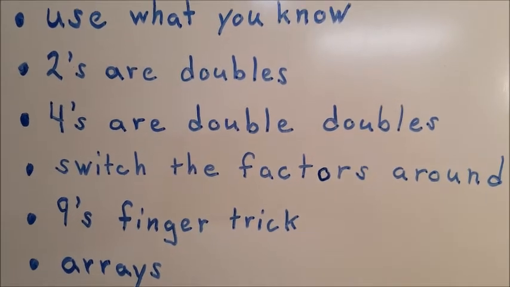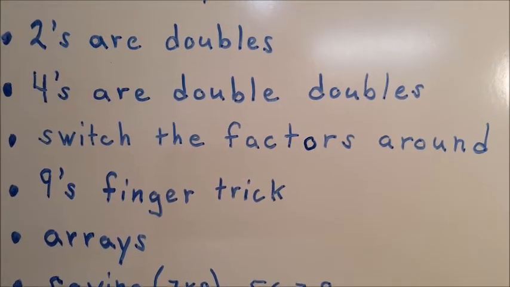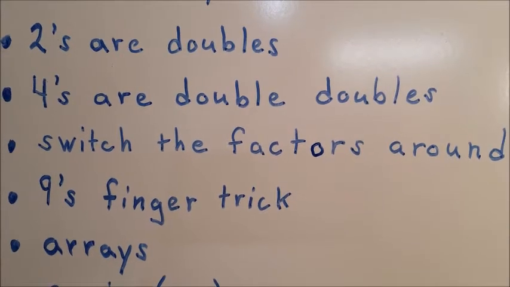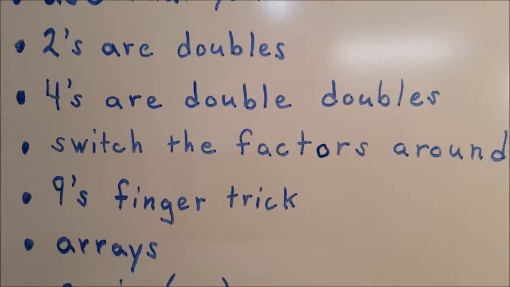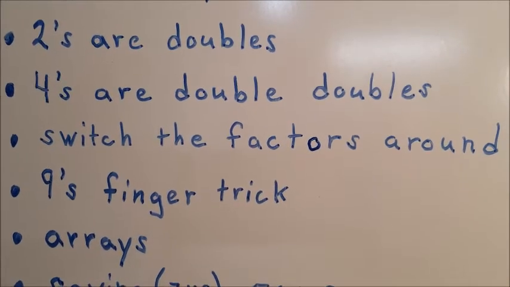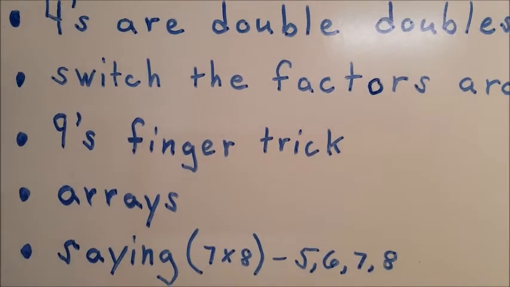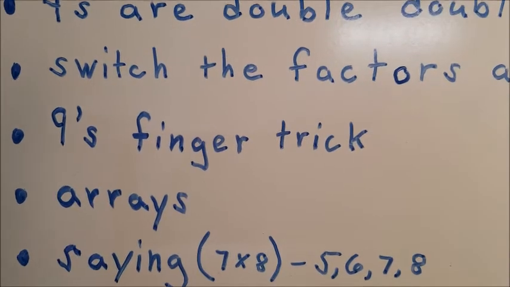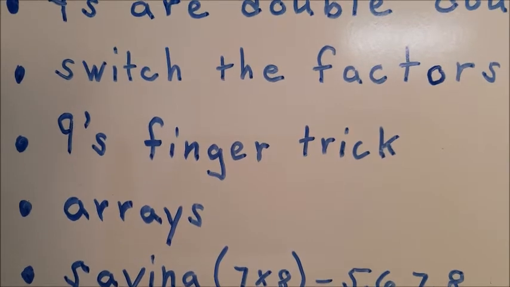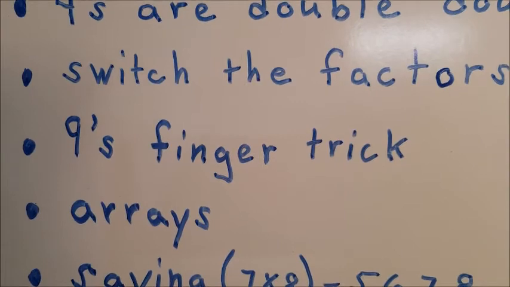Of course, if we get to one like 4 times 5 and we know it, but then we get to 5 times 4, well, it's the same answer. Just switch the factors back to 4 times 5 and you'll have it. 9's finger trick. That's a fun one. Remember, the finger that you put down is the other factor, and the 10s are on the left and the 1s are on the right.